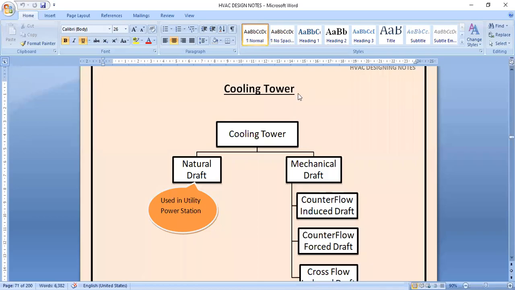So basically, this cooling tower is installed for your air cooled system or water cooled system. I'm asking, air cooled system or water cooled system? Water cooled system. Exactly, for water cooled system for heat rejection purpose. Okay, so this cooling tower can be of different types.